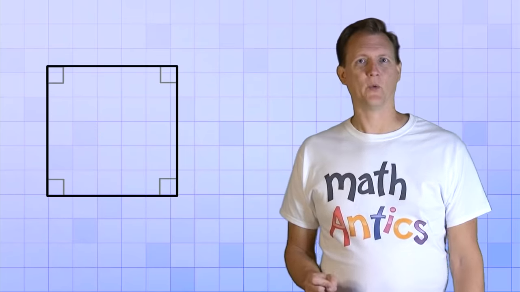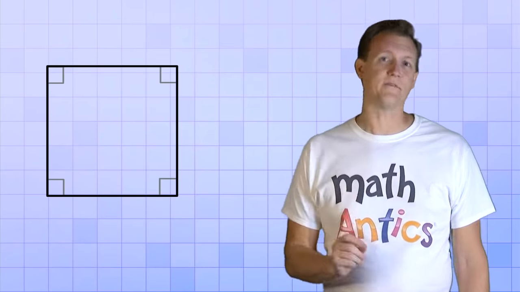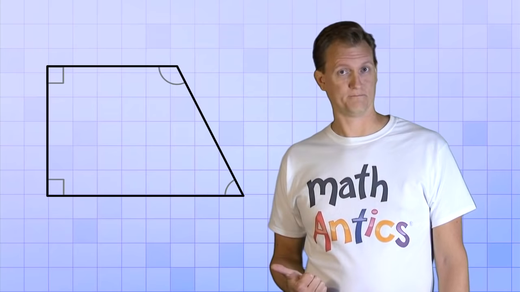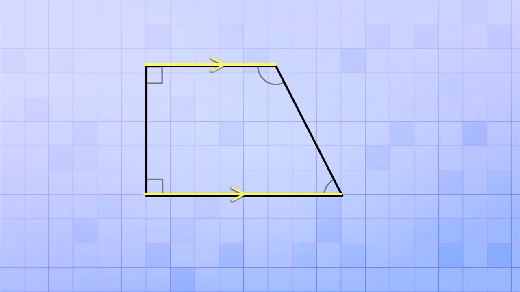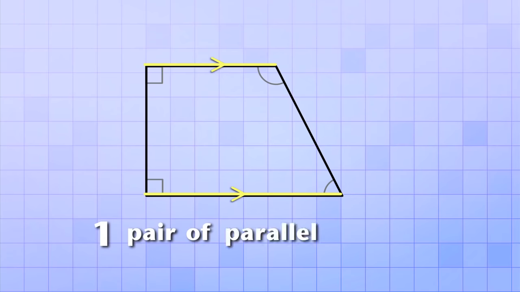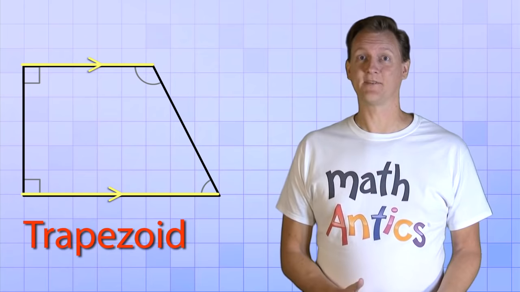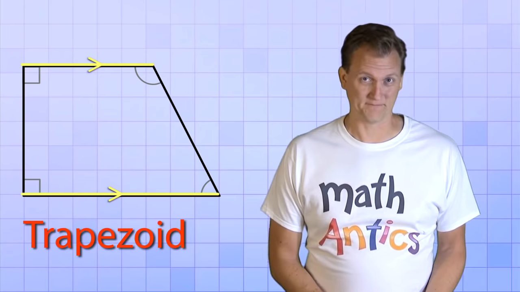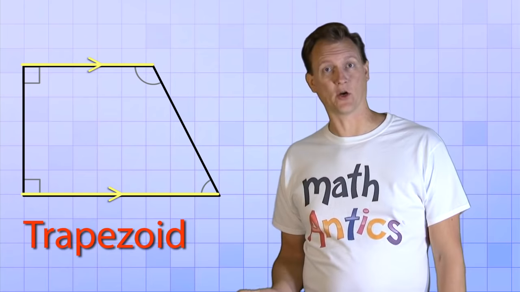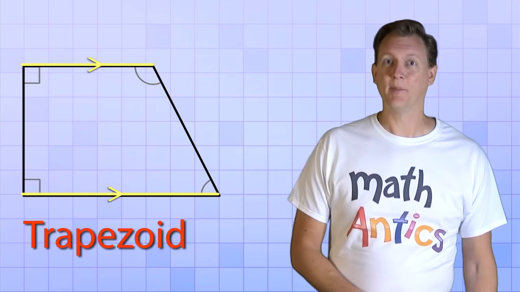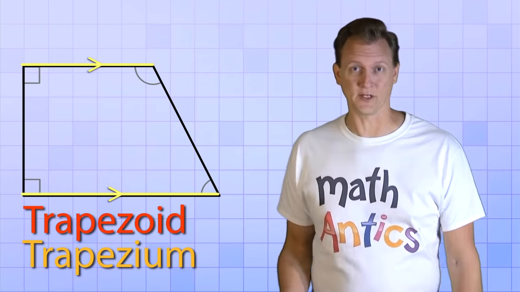But this time, we're going to change it by moving just one of its vertices, like so. Now, one of the pairs of sides is still parallel, but the other is not. And a quadrilateral that has only one pair of parallel sides is called a trapezoid. Well, actually, this is where classifying quadrilaterals gets a little messy. And that's because this sort of shape is called a trapezoid in America, but it's called a trapezium in other countries, like the UK.